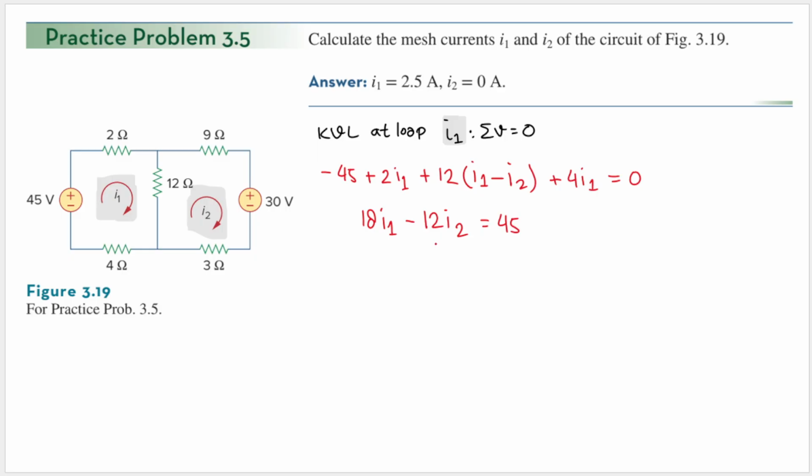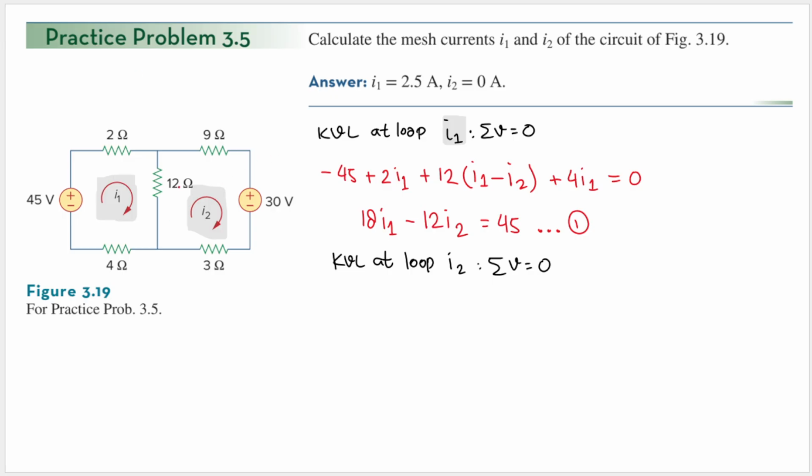Okay. Now we have one equation, but with 2 variables. We need one more equation. Let's save this as equation number 1. So let's move on to another KVL, but this time at loop I2. KVL says that the sum of the voltages in a loop will equal 0.